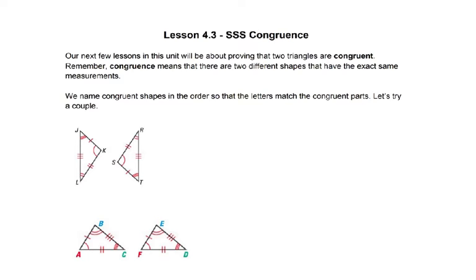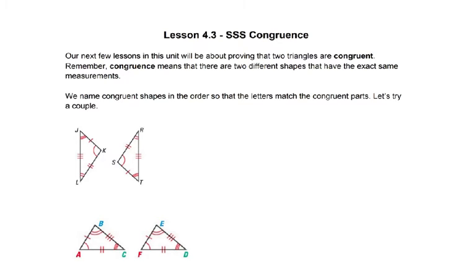So, we want to be able to prove that two triangles are congruent. Congruent, remember, means everything in the two different shapes has the same measure. We want to make sure that. So if we look at these triangles, let's just look at these triangles.